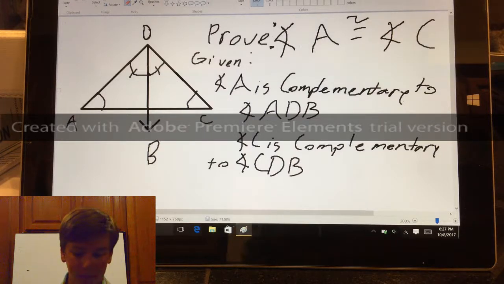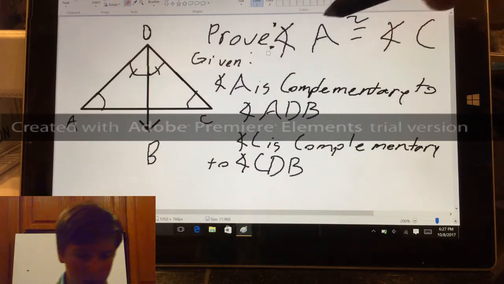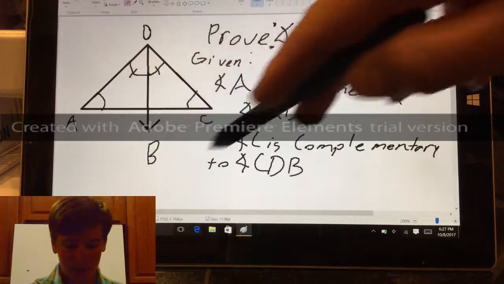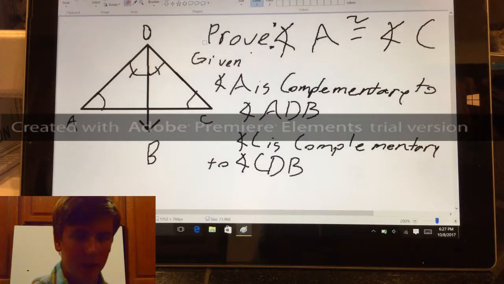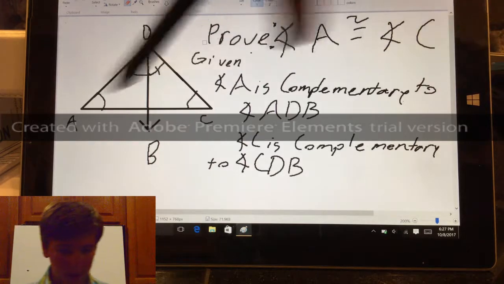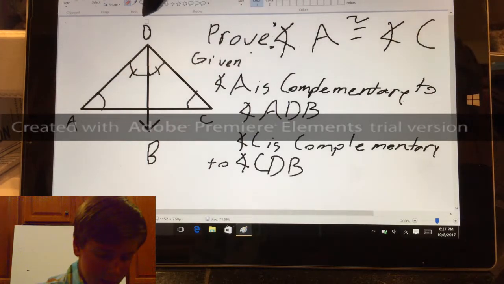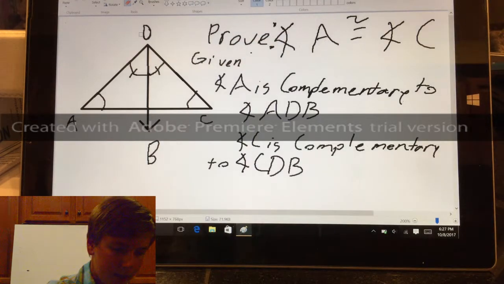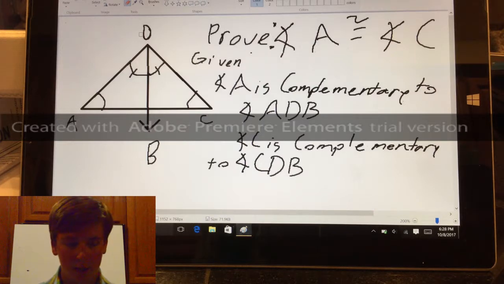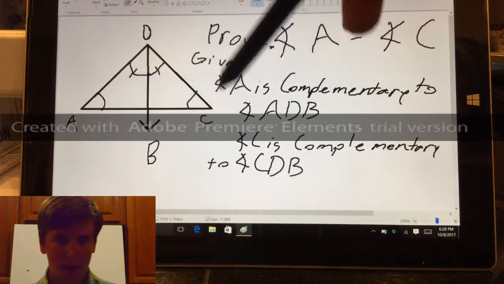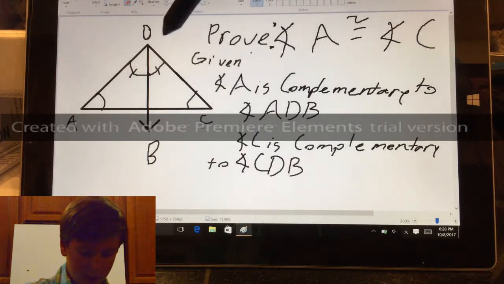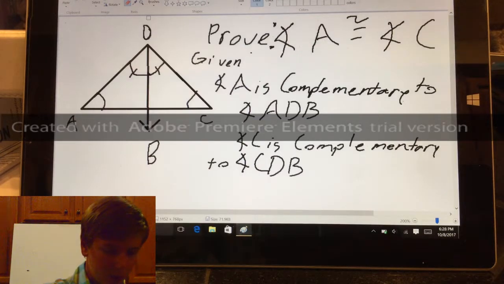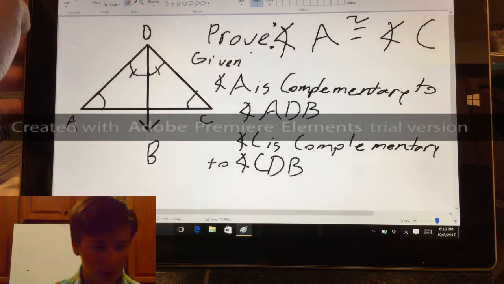Alright, so I had to prove the angle A right here is congruent to angle C right there. So I was given that angle A is complementary to this angle D right here, which means they add to 90 degrees, and the angle C right here is complementary to CDB right here, so they also add to 90 degrees.